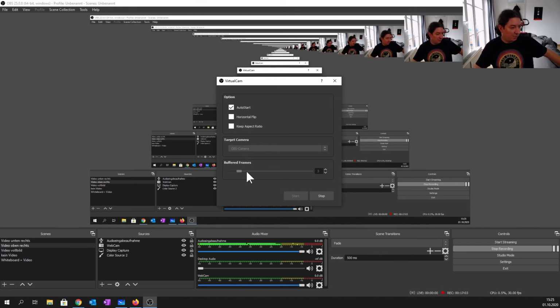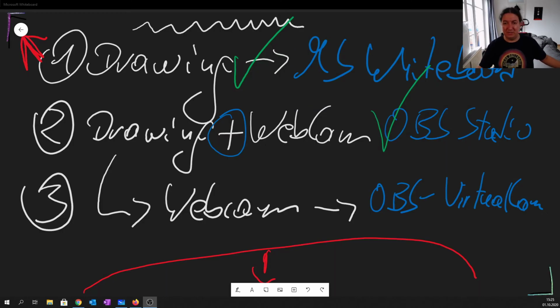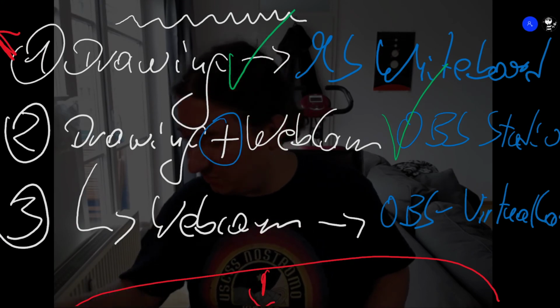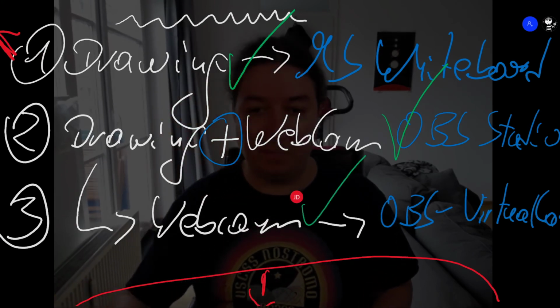You can adjust the number of buffered frames. 3 is the default setting and 3 frames is okay. It will ensure that your picture and your voice is still pretty synchronous here. Okay, these are the settings for Virtual Cam, and that's essentially all you have to do in OBS Studio. So at this point, we are kind of already done with the webcam.